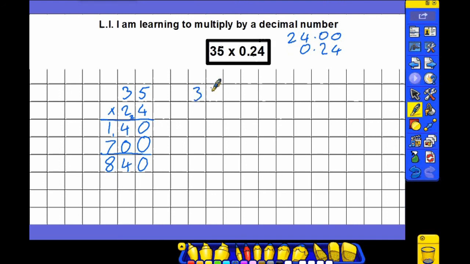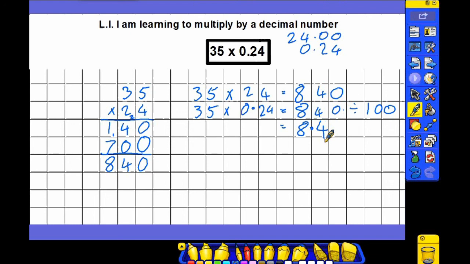So if 35 times 24 is 840, then 35 times 0.24 is going to be 840 divided by 100. Therefore, our answer, we're going to have a decimal point here, it moves 1, 2 places, is going to be 8.4. So that's the method, guys.